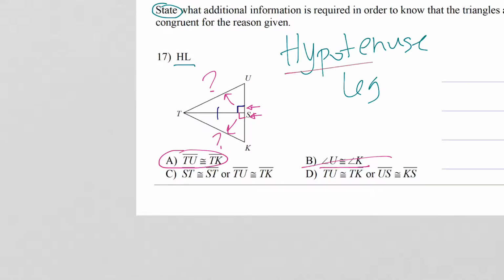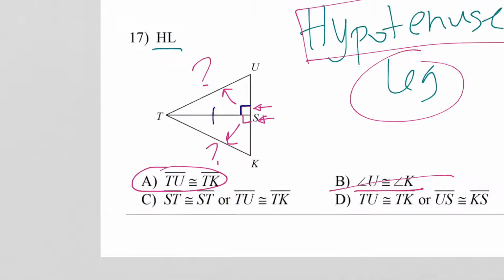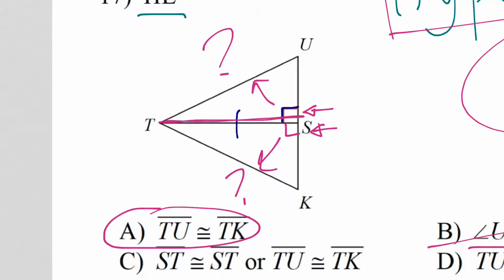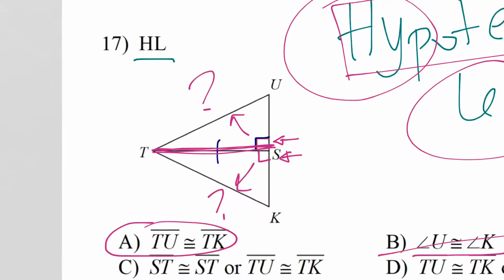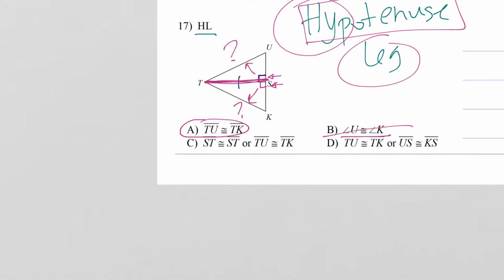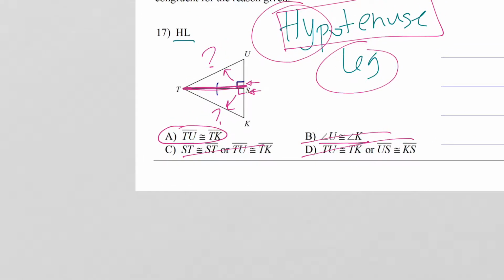The hypotenuse and one of the legs have to be congruent. They already share legs. I already know this leg's congruent to both triangles because it's being shared. So the only thing else I need is the hypotenuse. You can't have anything else. So the OR doesn't work here. The answer is just going to be A, hypotenuse leg. There's one just like this. It's number 17 on your test.